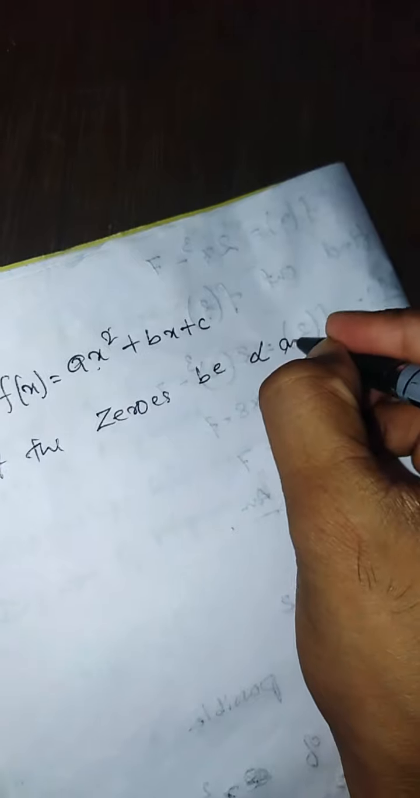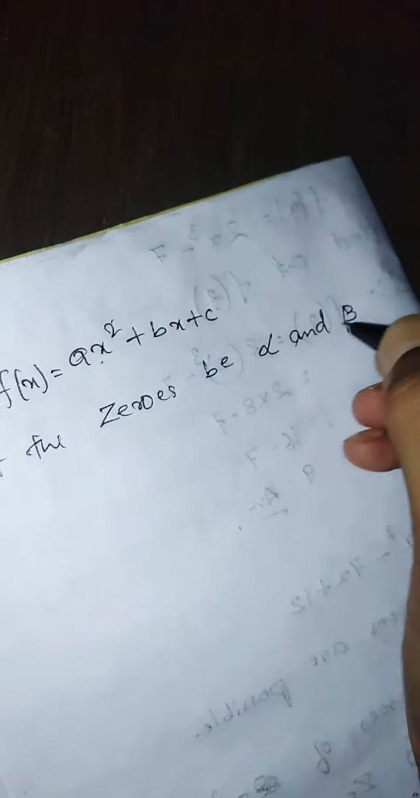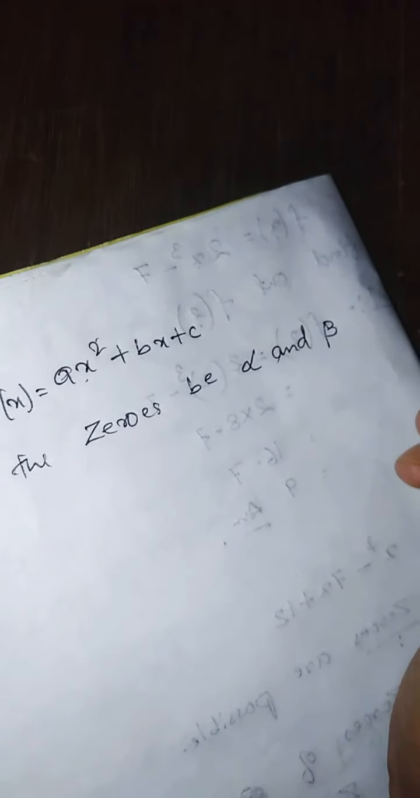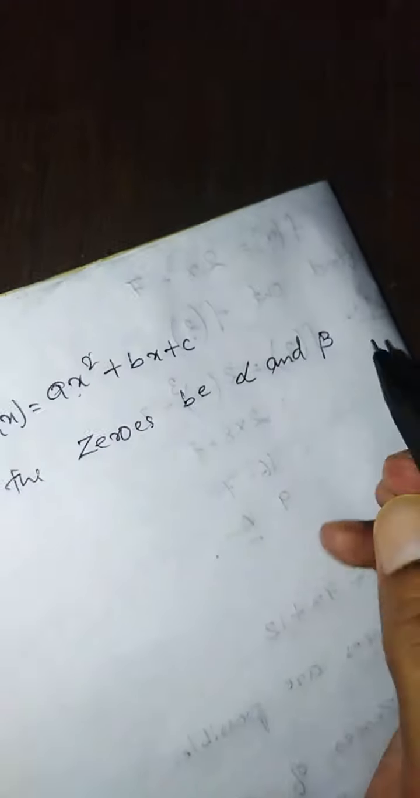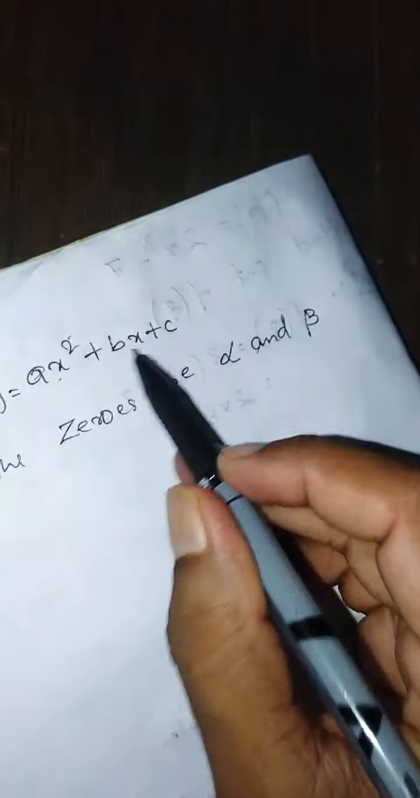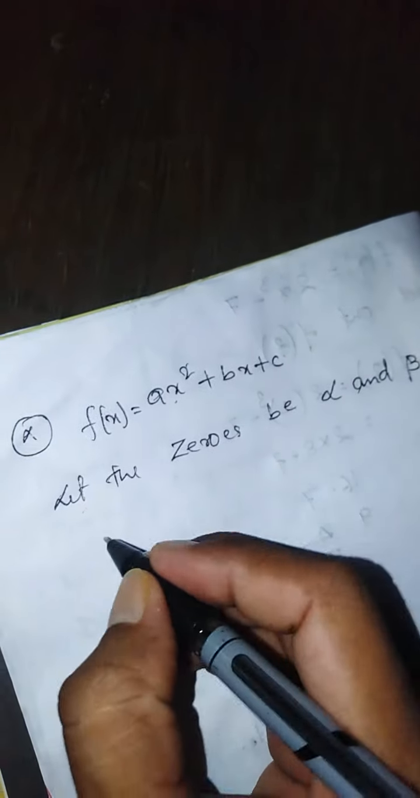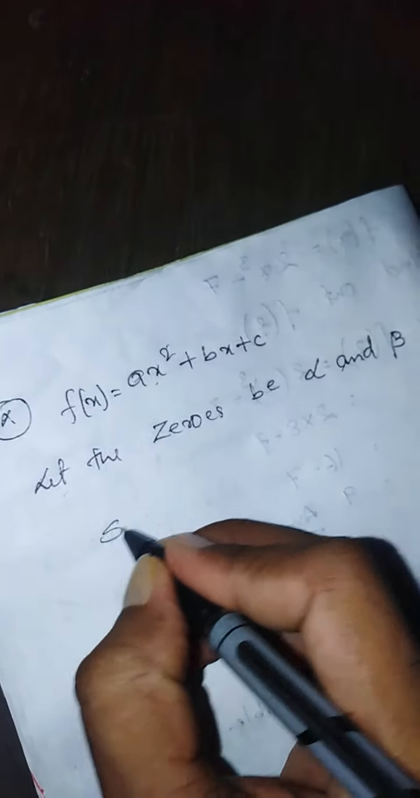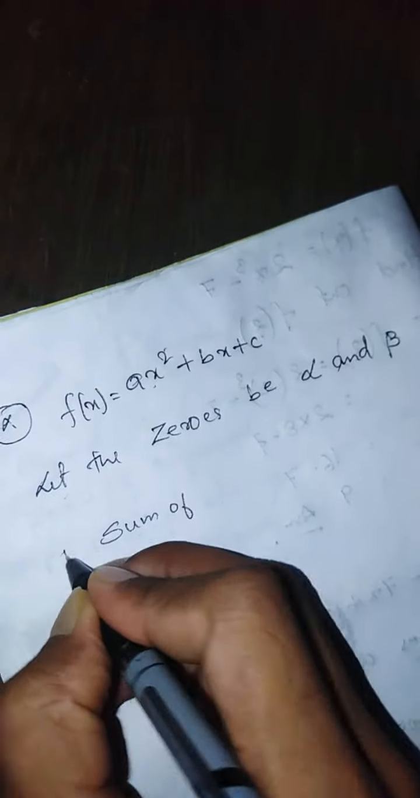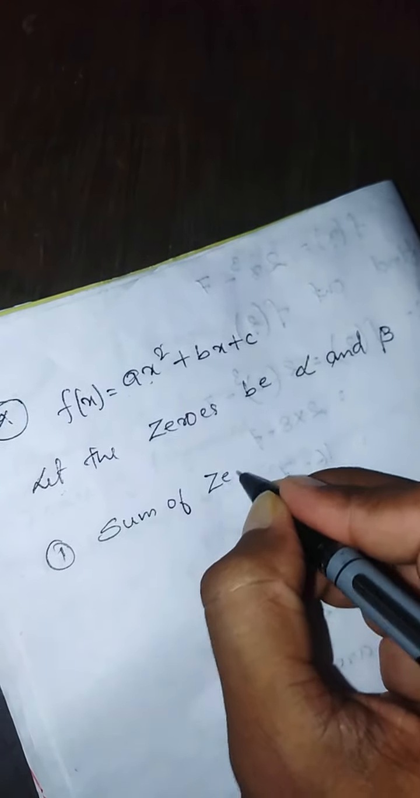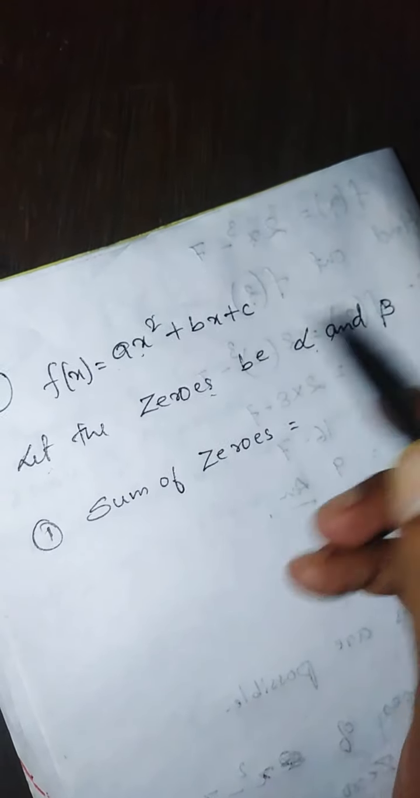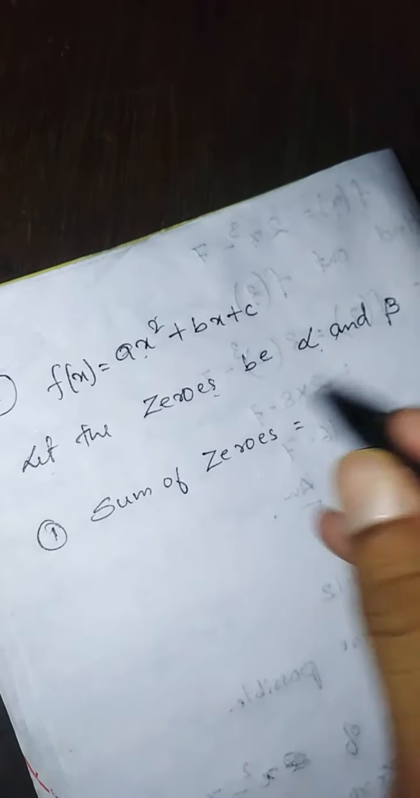alpha and beta. I hope these are not new, as I told you in the last class, to go through the chapter polynomial to have some basics. Alpha and beta are two zeros of this polynomial. We are assuming it. Now the two formulas are that sum of zeros. First formula is based on sum of zeros. Two zeros are alpha and beta. The sum of zeros will be what?